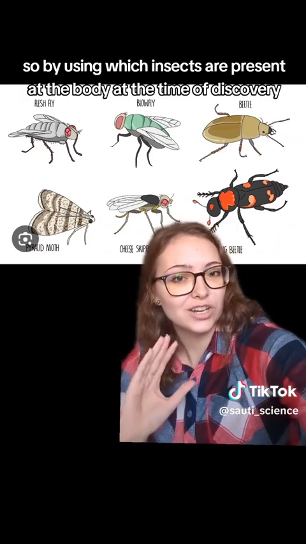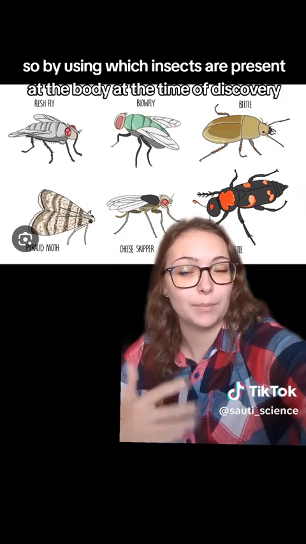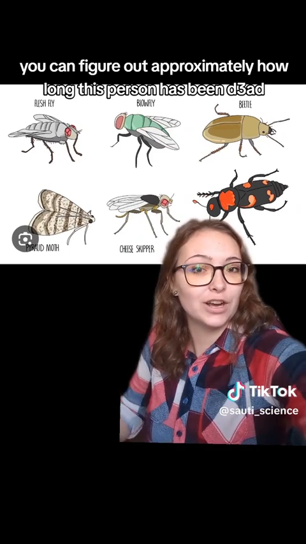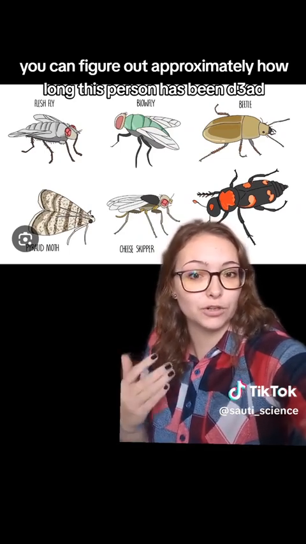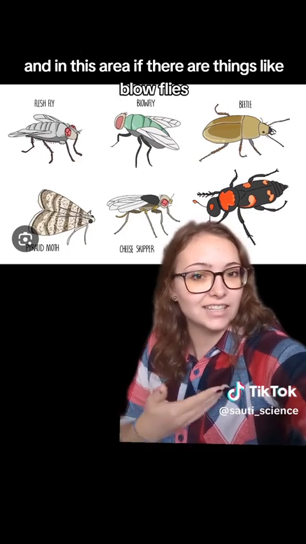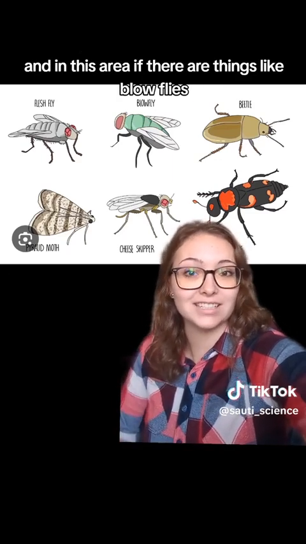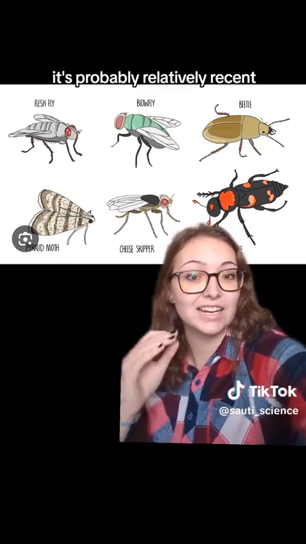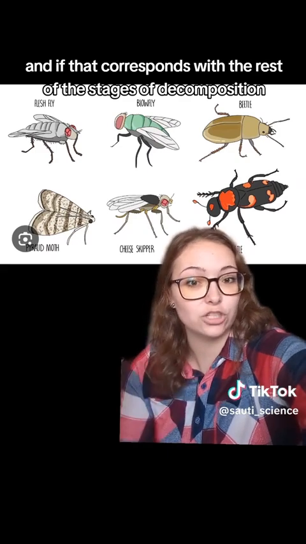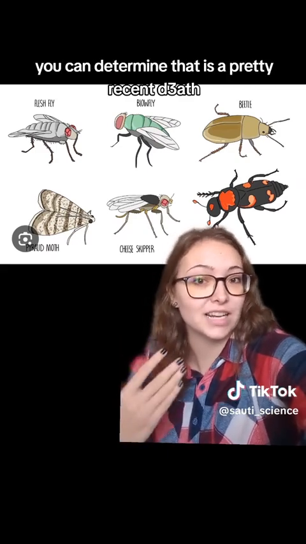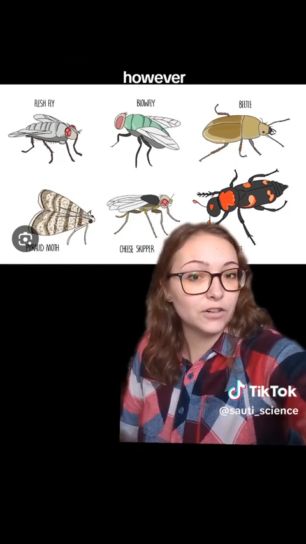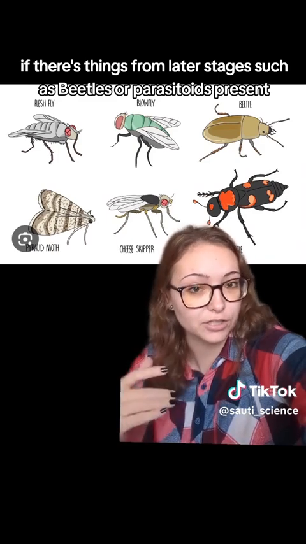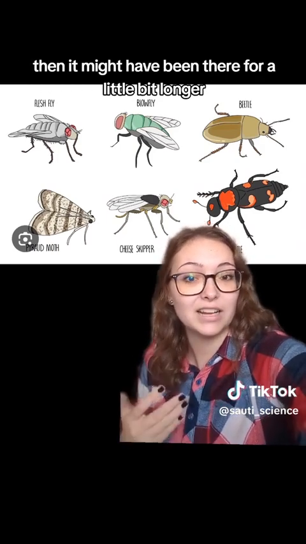So by using which insects are present at the body at the time of discovery, as well as the other stages of decomposition, you can figure out approximately how long this person has been dead and in this area. If there are things like blowflies, it's probably relatively recent, and if that corresponds with the rest of the stages of decomposition, you can determine that is a pretty recent death. However, if there's things from later stages, such as beetles or parasitoids present, then it might have been there for a little bit longer.